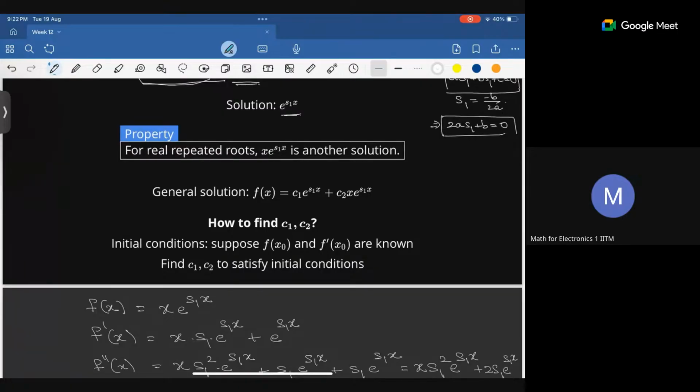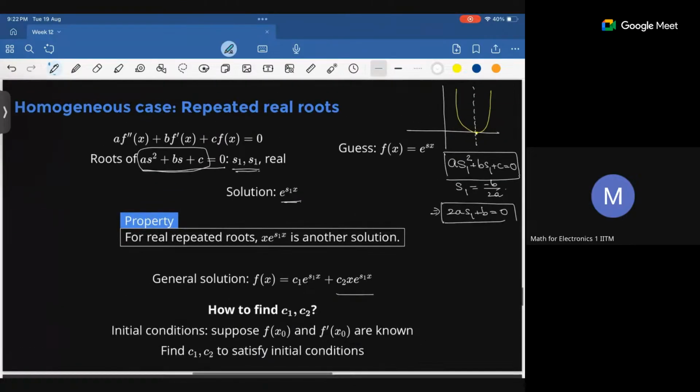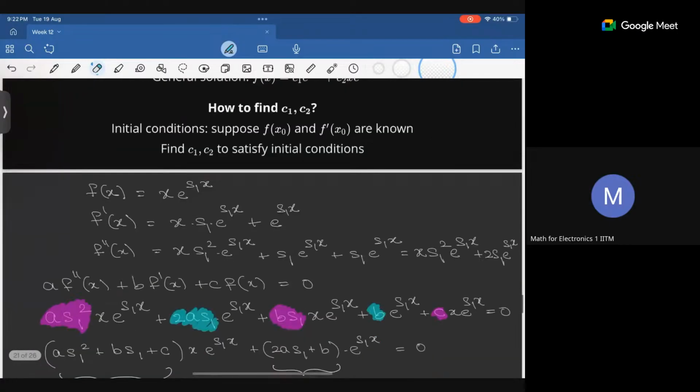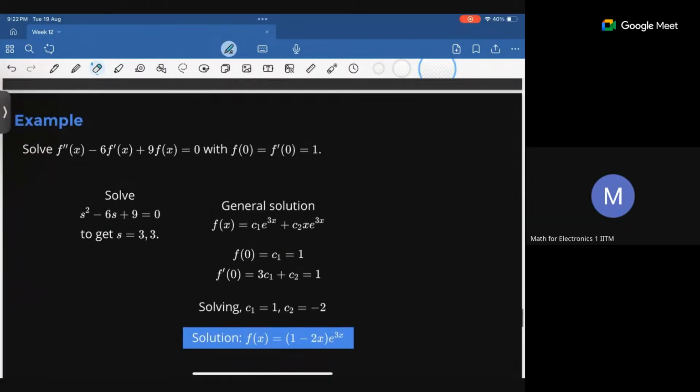That's it. So if it is a repeated real root, the general solution will take a slightly different form compared to the distinct real roots. Okay. And finally, there is also an example. So we have this ODE given to us with some initial conditions. Then if you form the characteristic equation, it will look like this, right? So f double prime of x, you replace it with s square minus 6s plus 9 is equals to 0.